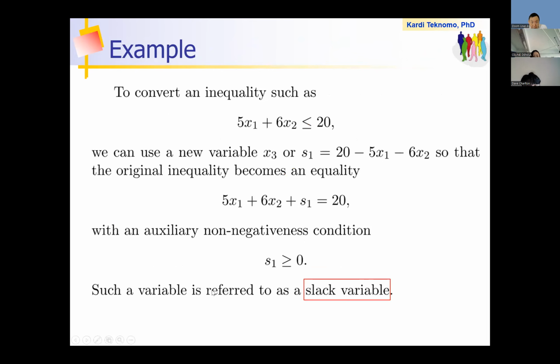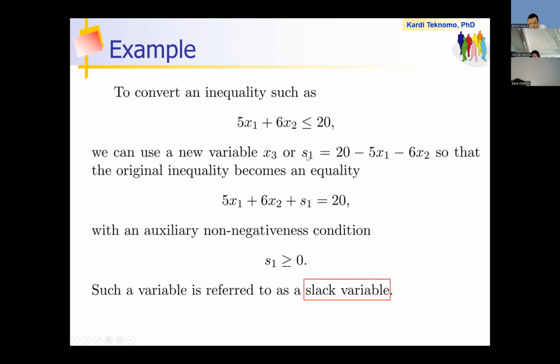So I'll give you an example. Okay. Let's convert this one. Okay. So 5x1 plus 6x2 less than or equal to 20. Okay. So what you need to do, you add a slack variable. Yeah. So we introduce a new variable. So we call it x3. Okay.